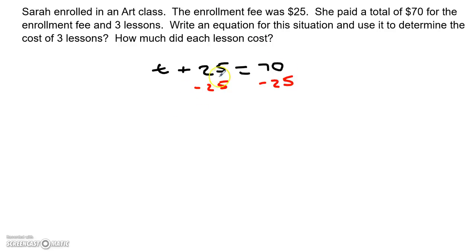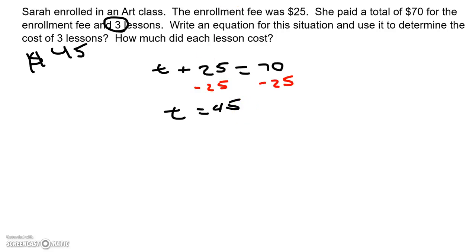So positive 25 minus 25 is 0, so that just leaves me with t. And 70 minus 25 is what? 45. Okay, so the total cost of the 3 lessons is $45. And then the last question, how much did each lesson cost? Well, you know that there were 3 lessons. So I'm going to divide 45 by 3, and that would give me 15.